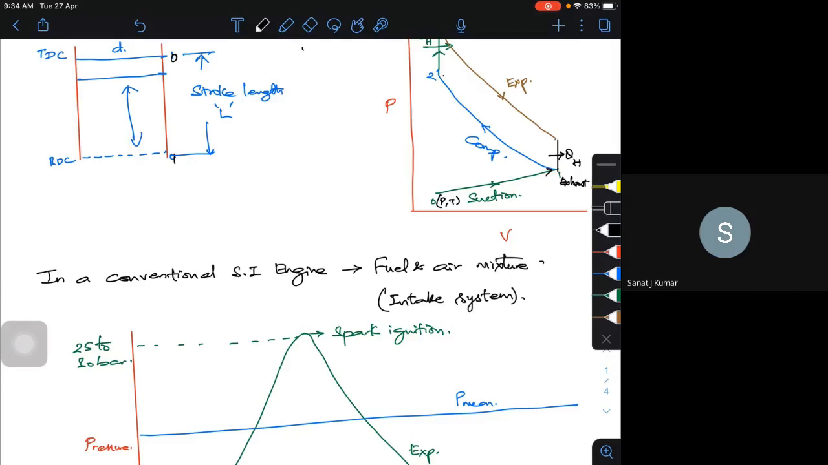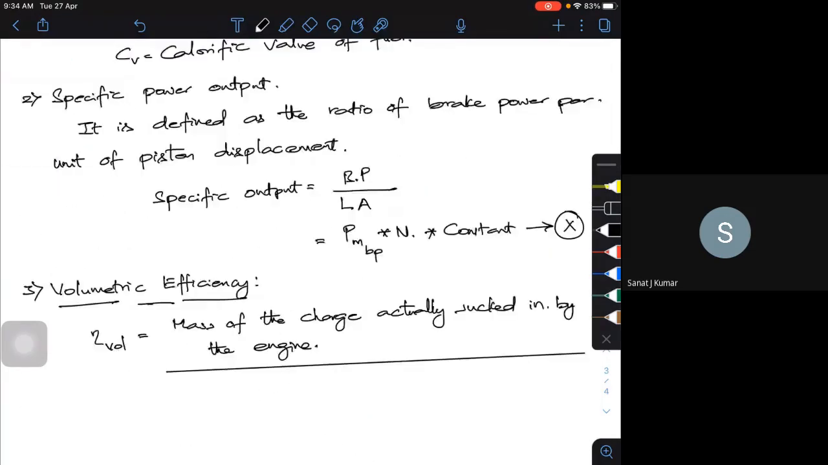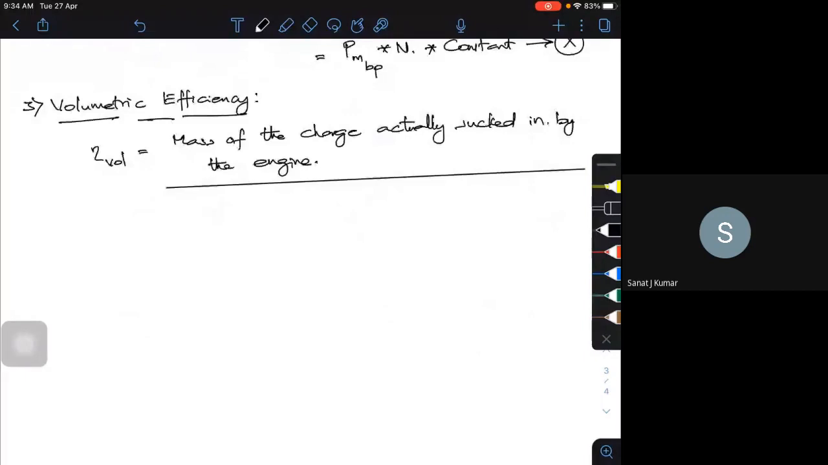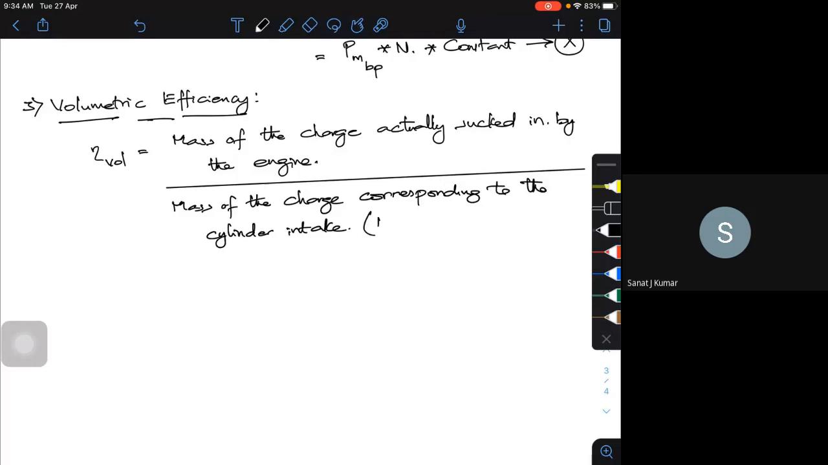compared to what it is actually sucking at point 1. That means there is a mass of the charge, which can be fuel or fuel-air mixture, corresponding to the maximum, corresponding to the cylinder intake, at particular pressure and temperature conditions.